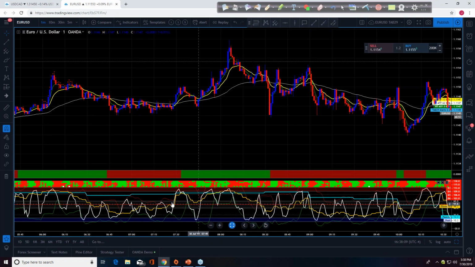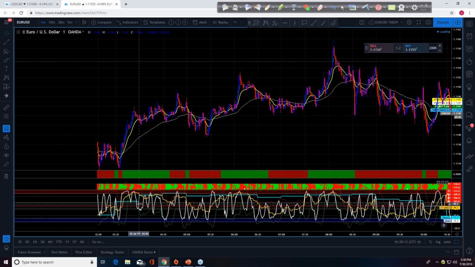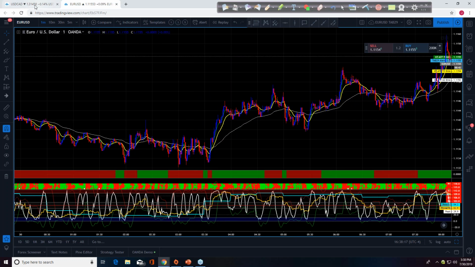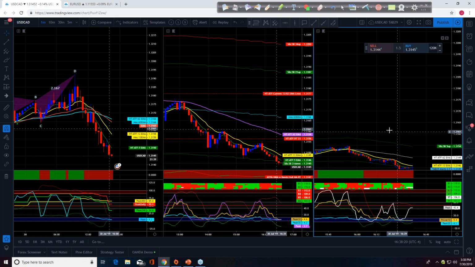I tried to find the example, I couldn't there. Is this Euro USD? Oh, here we go. It's on the other chart.